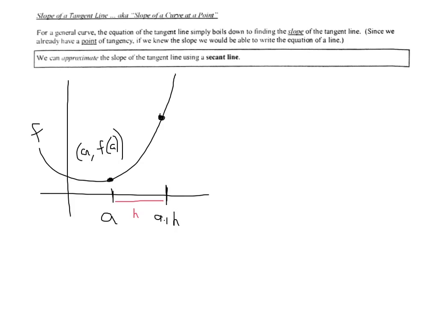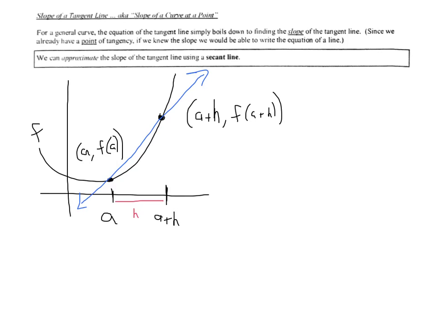Okay, we're going to have a point that matches up right there, and the coordinates for that would be, let's see here, an x value of a plus h, and then we plug that into our function f, so the y value is f of a plus h. And now I can use those points to come up with a secant line right through there.